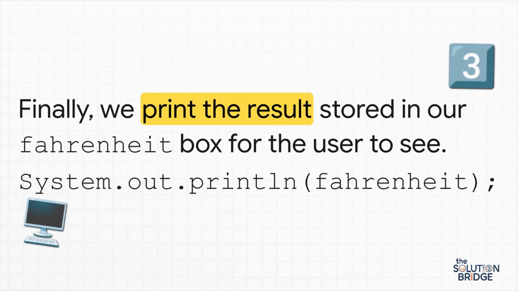And finally, step 3. I mean, what's the point of doing the math if we can't see the answer? This last line of code just tells the computer, hey, whatever number is currently sitting inside that Fahrenheit box, just print it out on the screen for me. Simple, elegant, and it just works.